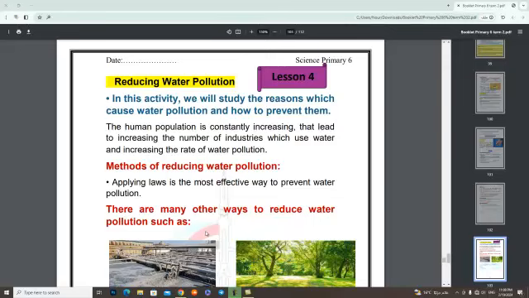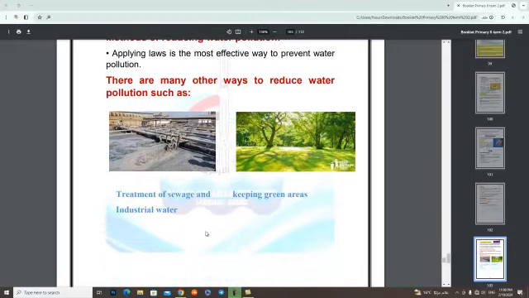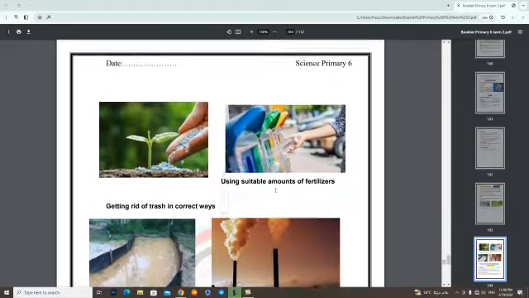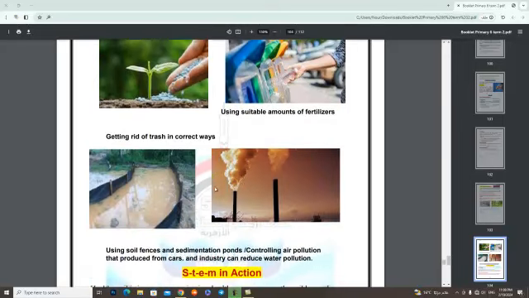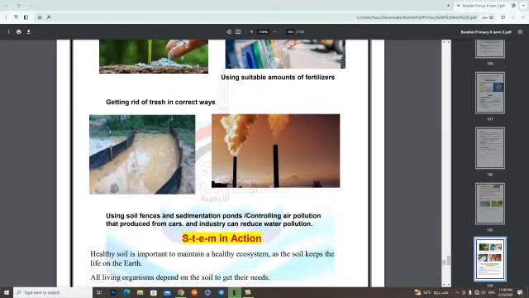There are many other ways to reduce water pollution, such as treatment of sewage and industrial water, keeping green areas, getting rid of trash in correct ways, using a suitable amount of fertilizers, using soil fences and sedimentation ponds. Controlling air pollution produced from cars and industry can also reduce water pollution.